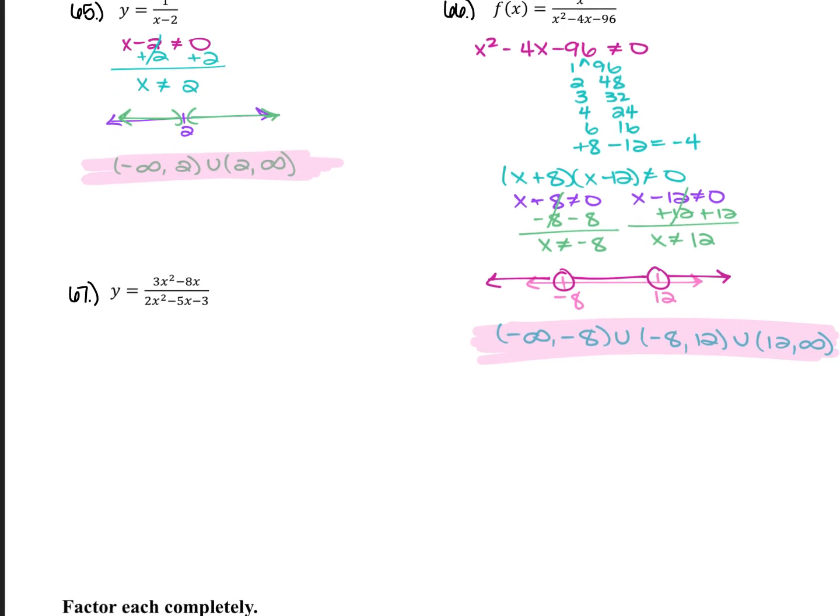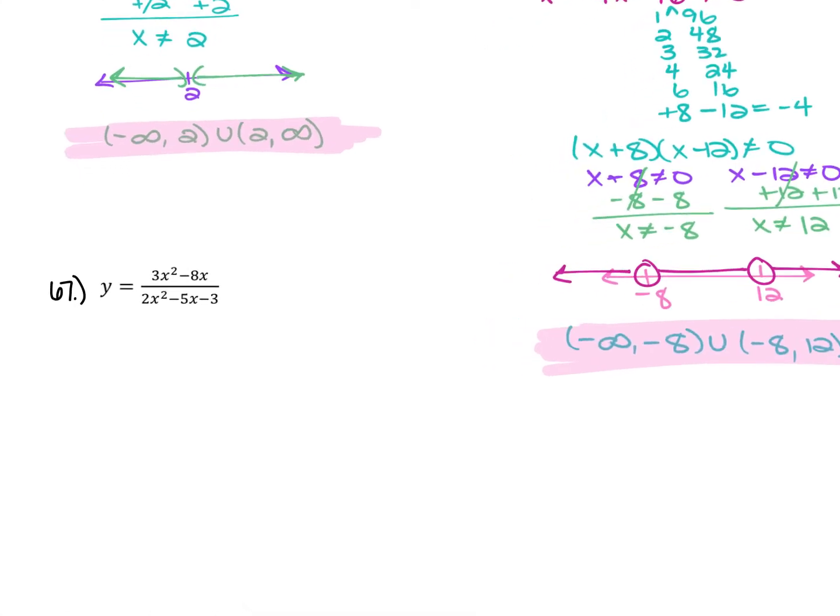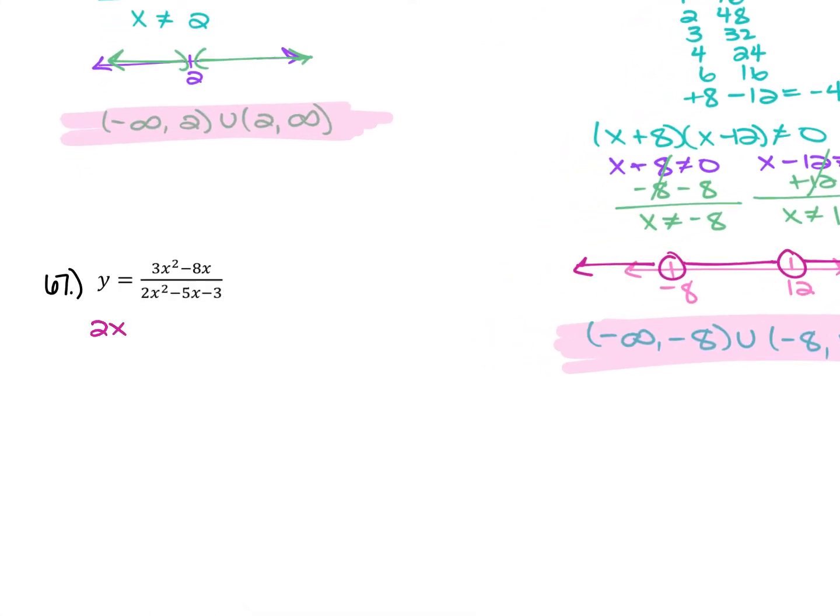For 67, you have y is equal to 3x squared minus 8x over 2x squared minus 5x minus 3. We're going to take the denominator, set it not equal to 0, and solve. Since you have an a that's something other than 1, you're going to multiply that a and that c. That gives you -6. You want the factors of -6 that are going to replace the -5. If you have that -6, your factors are 1 and -6 that equal -5.